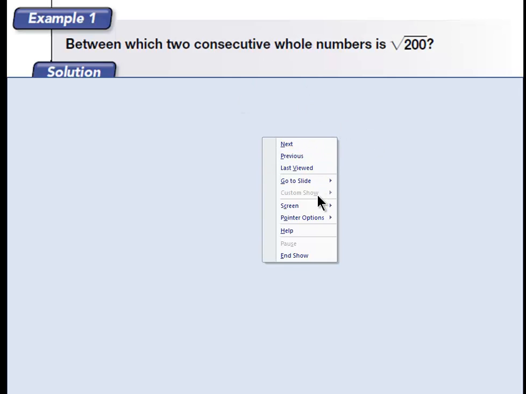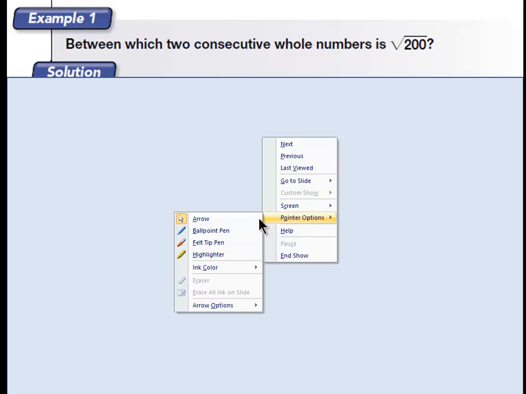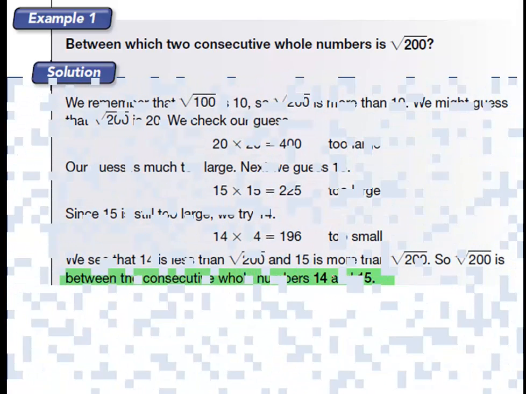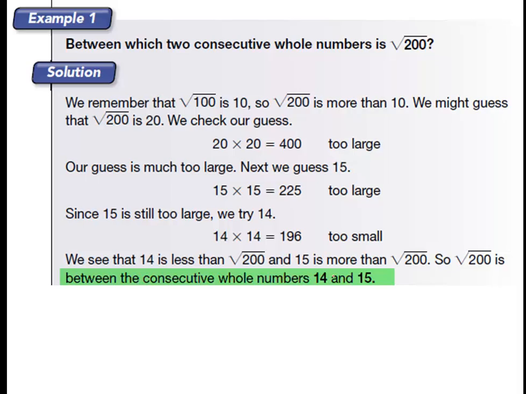Okay, so if you were asked to come up with the two consecutive whole numbers that the square root of 200 falls between, how would you do that? Well, let's take a look. You might first guess that the square root of 100 is 10, and the square root of 200 has to be higher than 10, so you might try 20. 20 times 20 is 400, so 20 is too big, so then you might try 15 by 15, and you see that's 225.